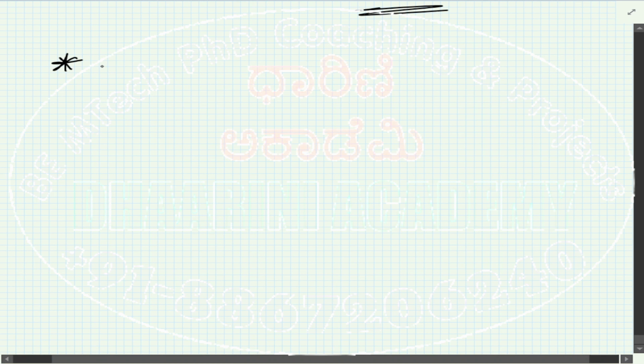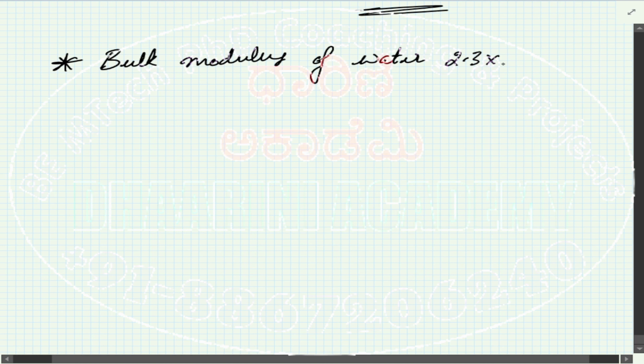This is bulk modulus of water is 2.3 into 10 to the 9 Newton per meter square.